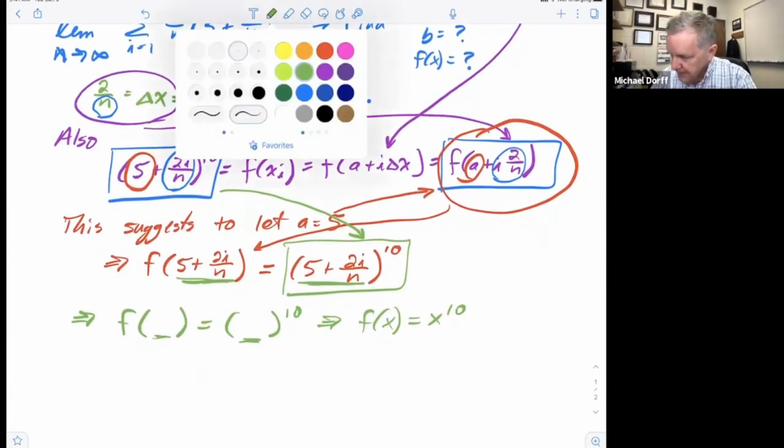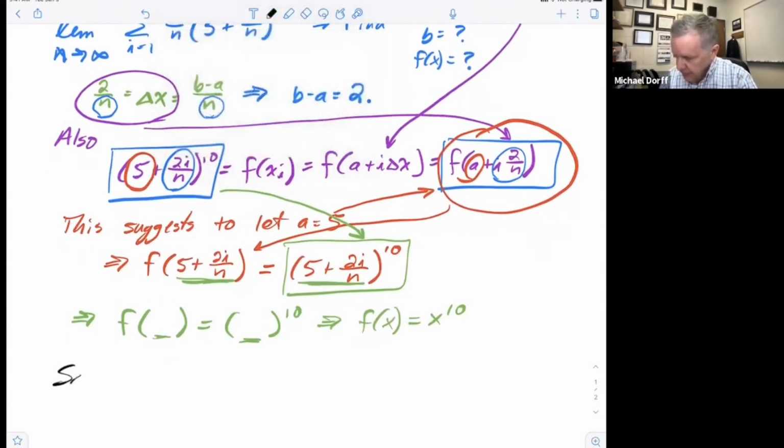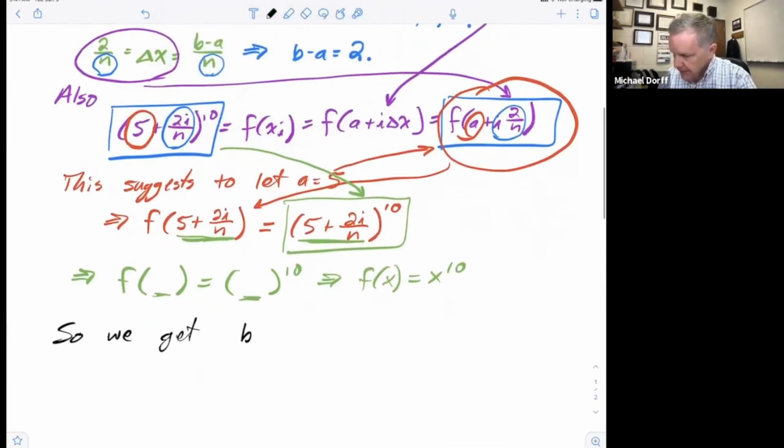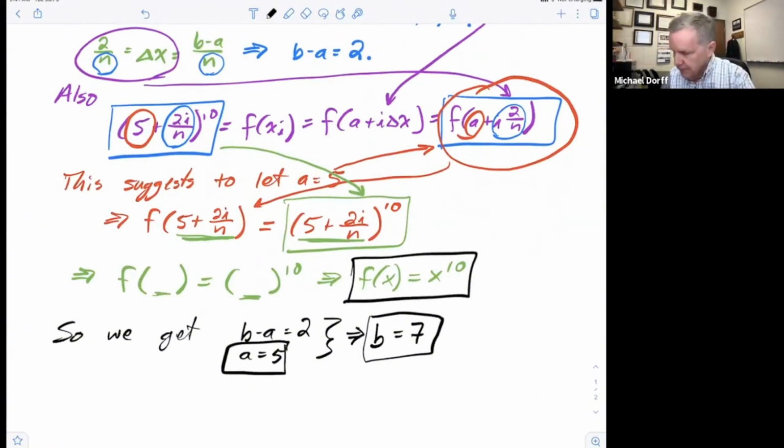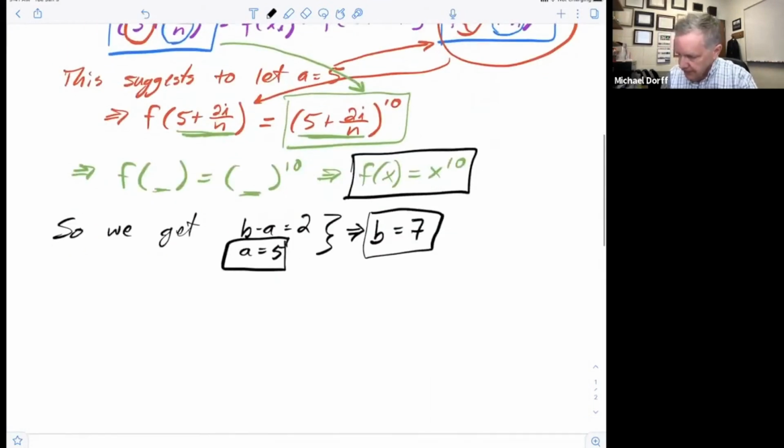All right, so what does that give me? We get that b minus a is 2, but we figured out that a was 5. So that tells me that b is 7. And we had from up here that f of x is x to the 10th. Those are the three things we need in order to write our integral. So that gives me the integral from 5 to 7 of x to the 10th dx. That's my final answer.